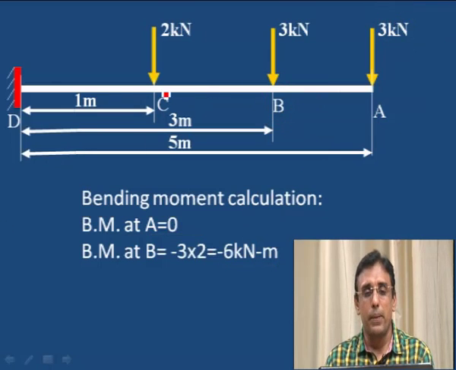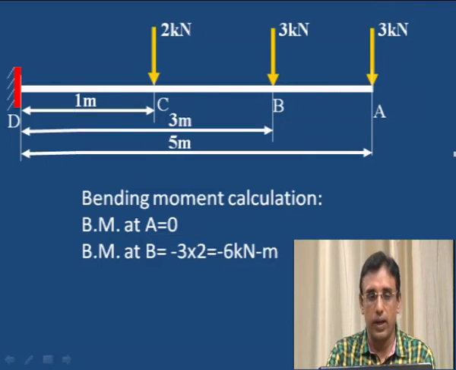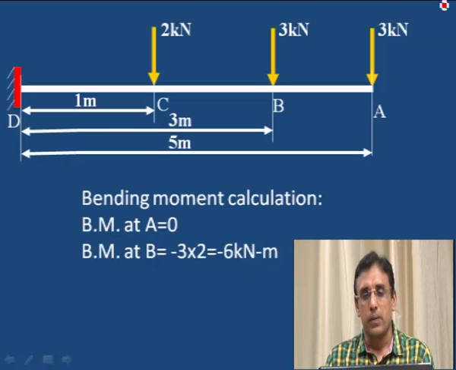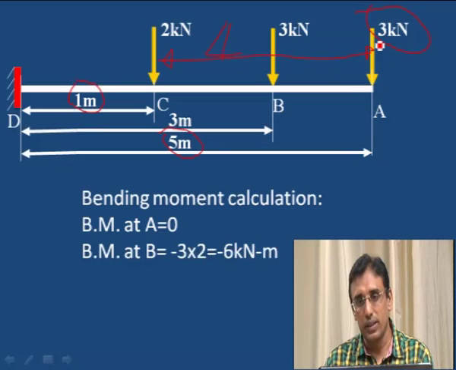Next, bending moment at C. To calculate the bending moment at C, how to calculate? See, 3 kilonewton is acting at the free end, and the distance from this 3 to this point is 5 meter minus 1 meter. This is the 1 meter from D to C, and 5 meter is the total span. 5 minus 1, that is 4 meter, is the distance from A to C.